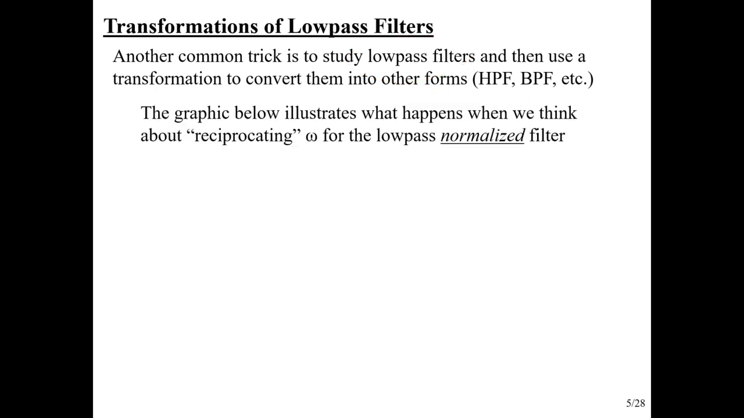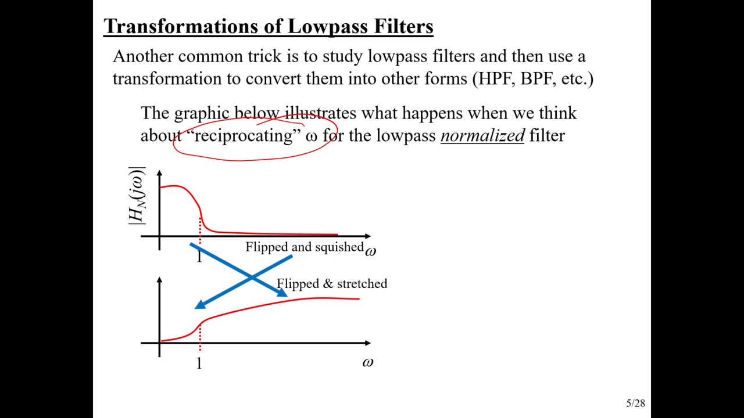There are ways, once you have the low pass, to just convert it into the other types of filters that we want. And so we do this on normalized filters. So there's another motivation for working with normalized filters. If we think about reciprocating omega, let's look at the picture here.